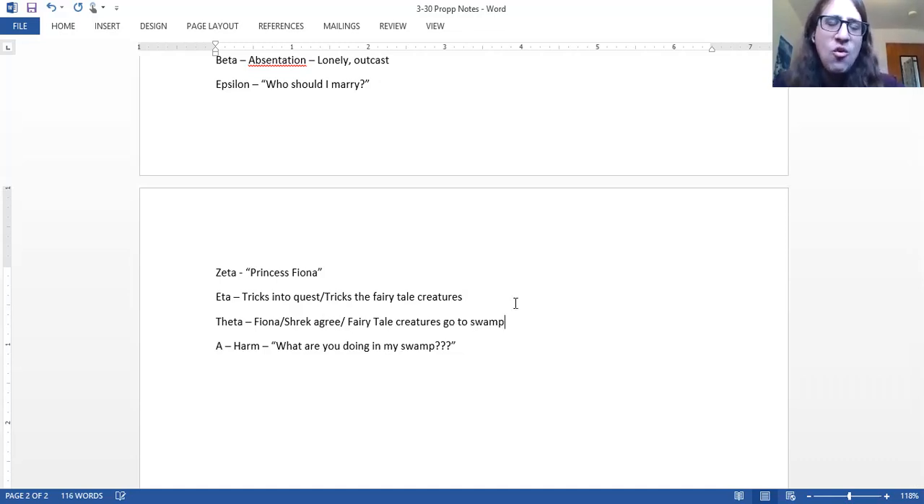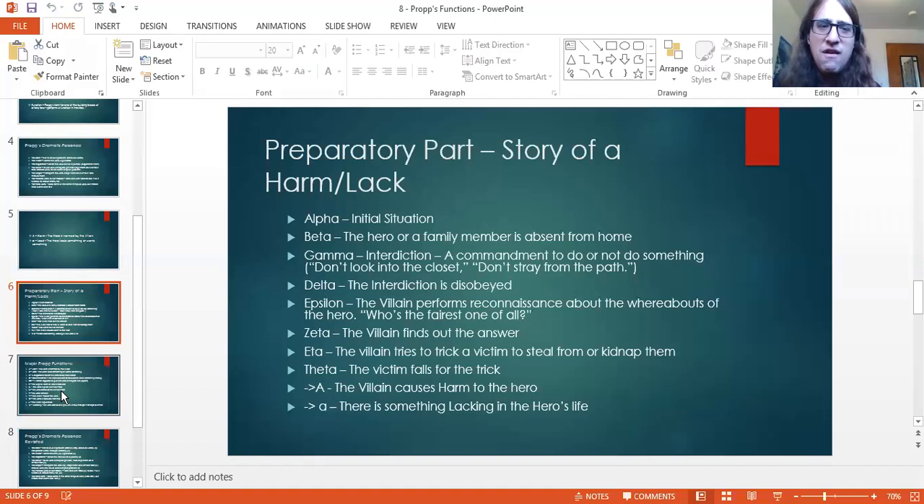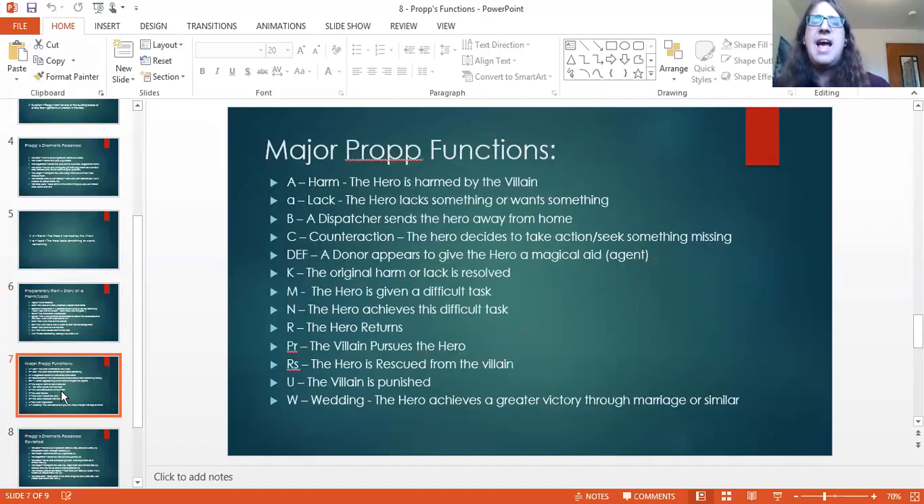And it really depends on where you want to say the actual start of the plot is. But now we've made it up to the harm. So now we can go back and look at the later functions, the ones that have more to do with the letters of the alphabet. And honestly, I know it's a lot to remember all of these. Mostly what I'm looking for is for you to remember the most important ones.